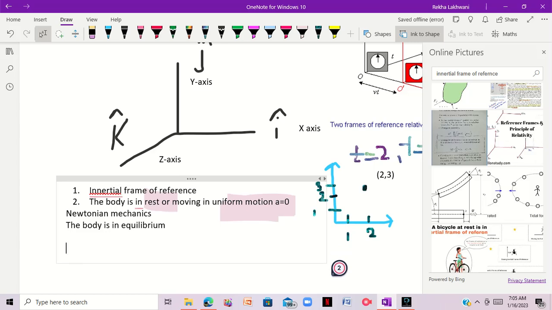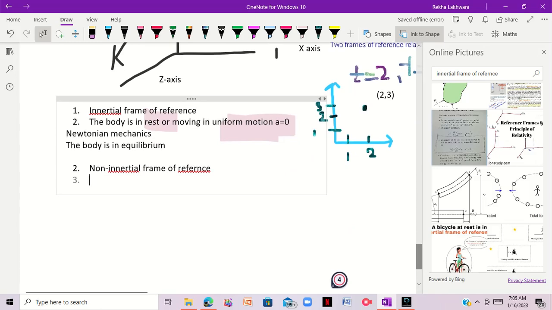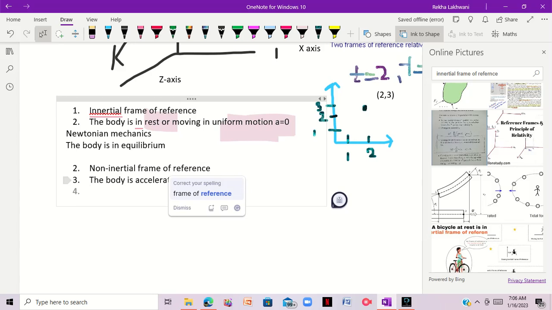Next we have number two, which is the non-inertial frame of reference. What happens there? Basically, it is a place where Newton's laws are not valid, or you can say the body is accelerated. The body is moving with non-uniform velocity, or with acceleration.